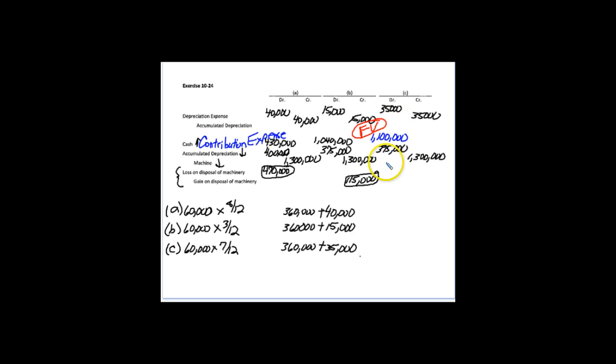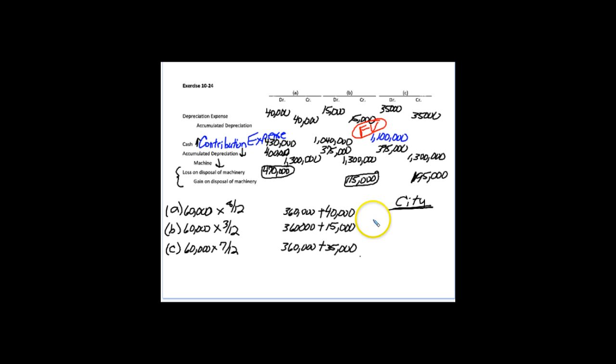So here again, I take my debits versus my credits. We actually end up with the gain. We need a credit to balance: $195,000. Gain, $195,000.